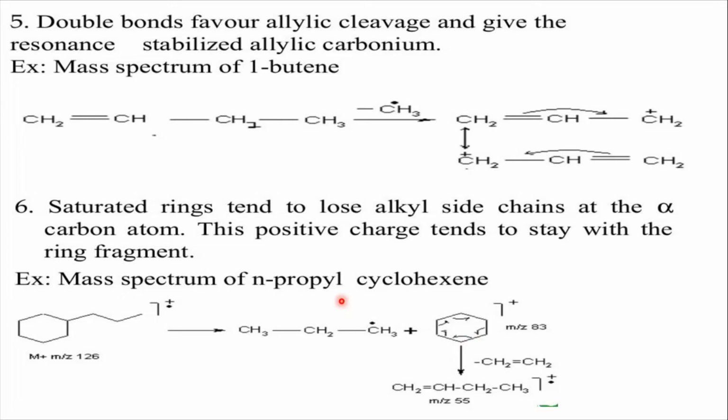We should remember that in the mass spectrum of N-propyl cyclohexane, there will be the alkyl side chain and also the saturated ring. So if we consider the fragmentation of such a compound, on the alkyl side chain the radical is present, and on the saturated ring we have to represent the positive charge. So the positive charge tends to stay with the ring fragment. Further, this ring fragment undergoes fragmentation and that leads to the formation of a new fragment having m by z equal to 55.